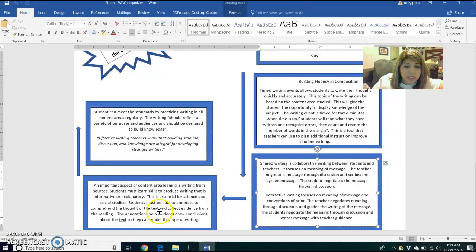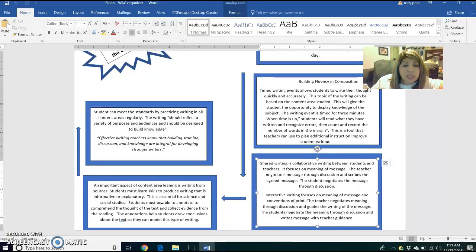And then, of course, an important aspect of content area learning is writing from sources. Students must learn how to annotate what they're reading so that they can model that in their writing, and they must know what they're reading in order to write, to be able to have their audience know what they're writing about. So comprehension goes both ways.